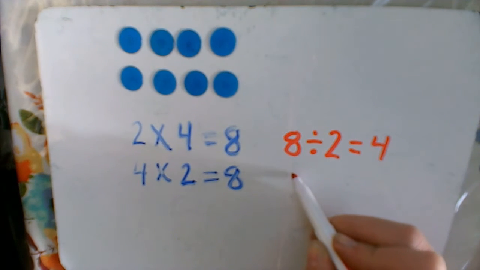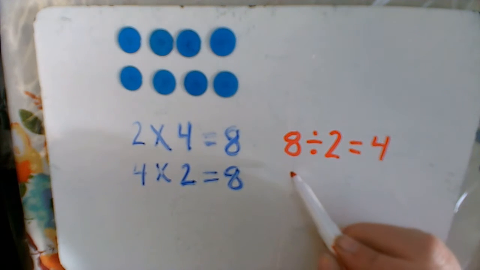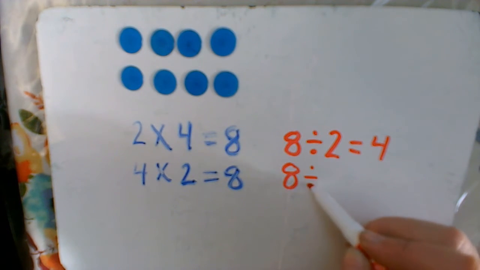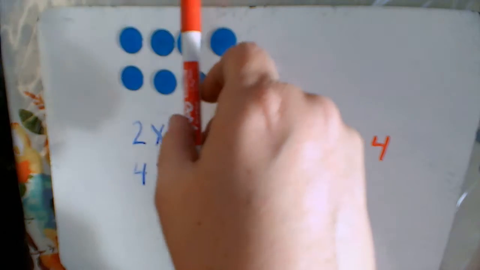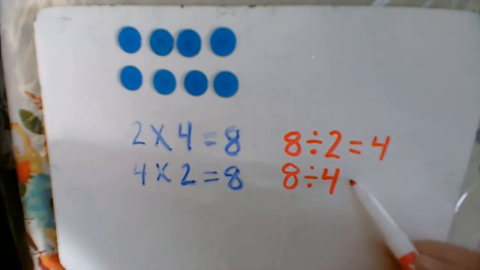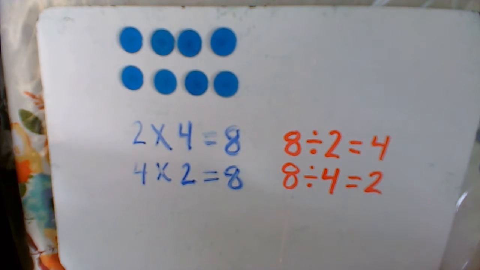I can write a second division, just like I can write 2 multiplications. Again, I start with the total number 8, but this time, let's divide it into 4 groups, which are the columns. That would equal 2 in each column. So 4 groups of 2 equals 8. We can take these 2 numbers and multiply them, and it will equal the total number.